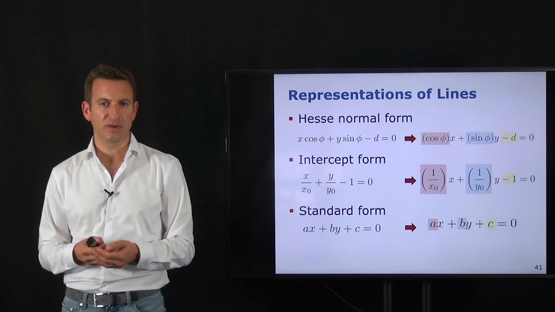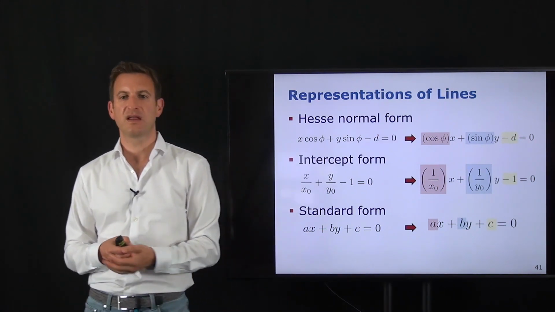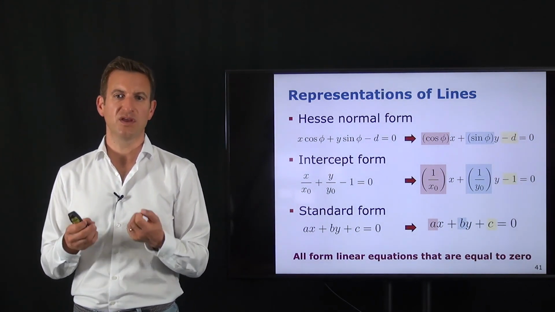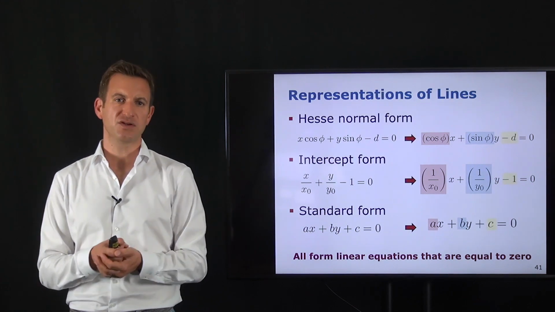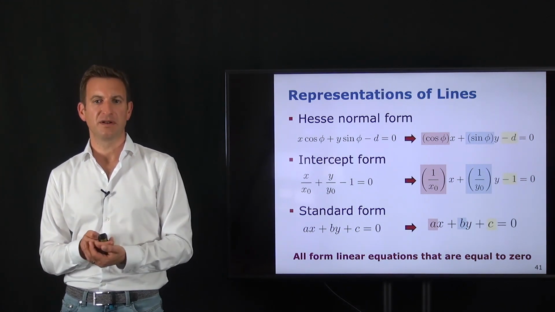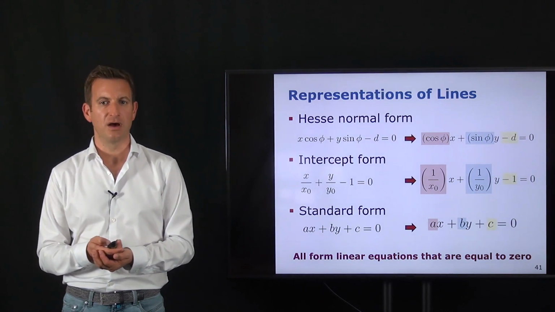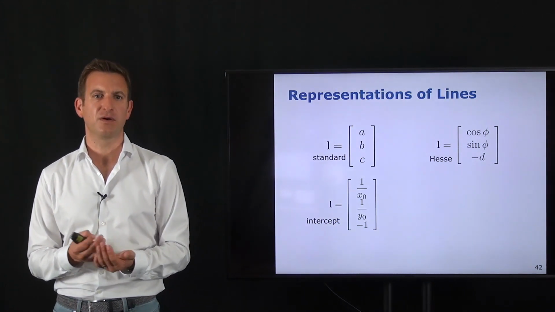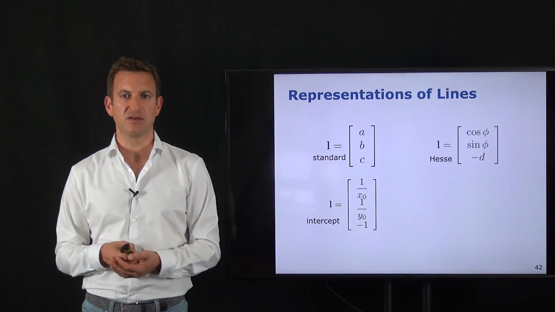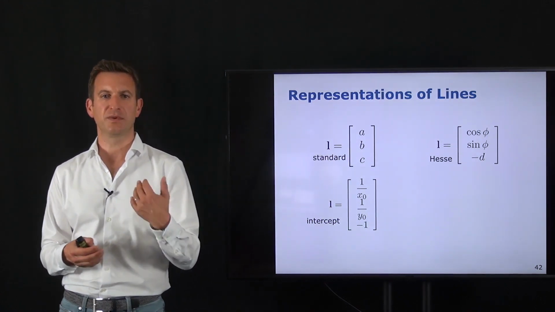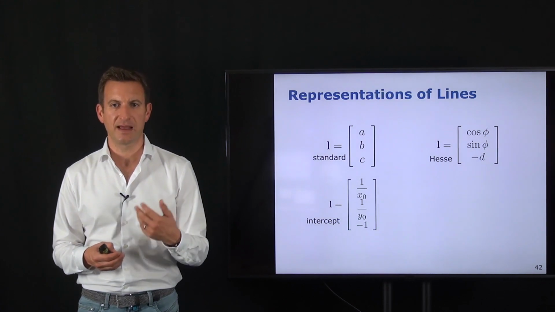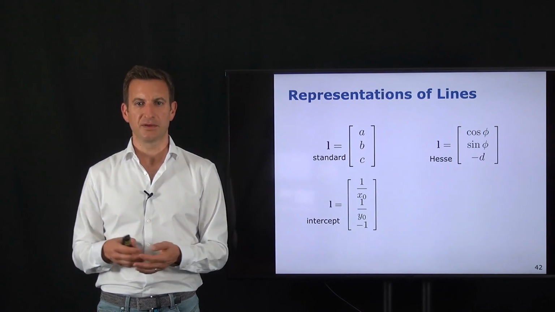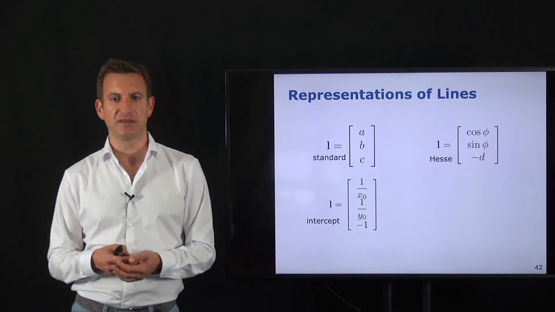So what we now want to do is take these coefficients and arrange them in the form of lines. These are always equations that are equal to 0, and we take out the coefficients of these equations and put them in a vector form. And this is then our representation of a line in homogeneous coordinates. So again, we can do this in 3 different ways. If we take the standard form, it would be a vector with the coefficients a, b, and c. If you prefer the Hesse form, this would be the cosine of the orientation of the line, the sine of the orientation of the line, and the negative distance to the origin, or the corresponding elements in the intercept form.